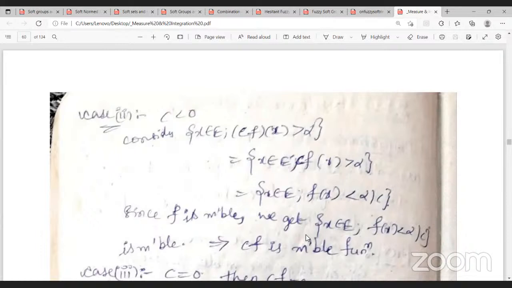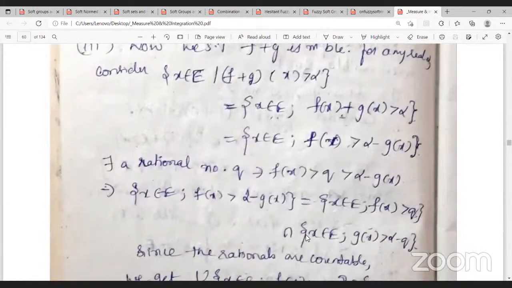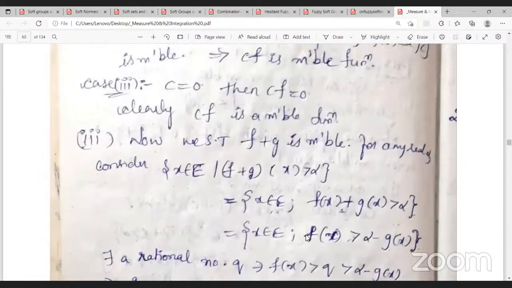We clearly already proved f of x, any function is dependent on E. F of x less than alpha is also a measurable set. Therefore, c is any positive or negative or 0, any the function is measurable. So next one. Now we prove that f plus g of x.